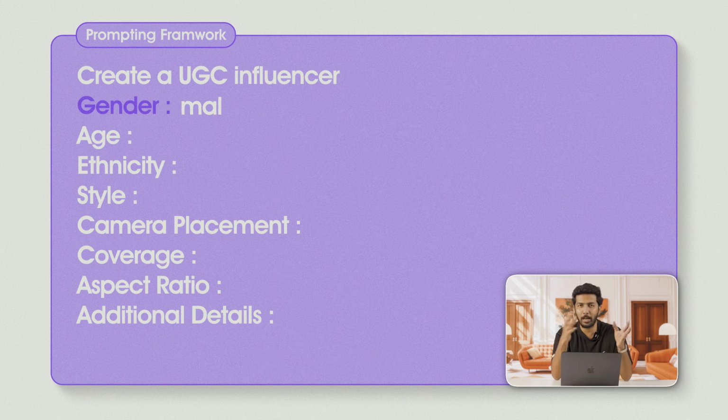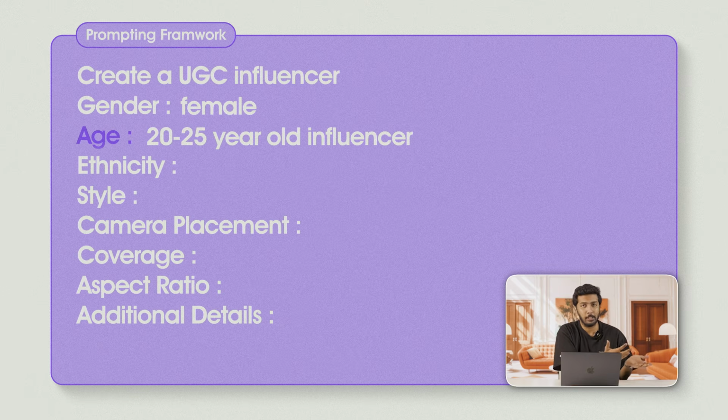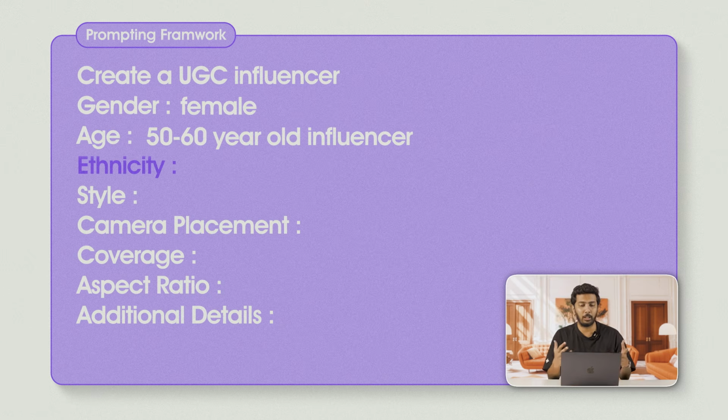Now, let me explain each of these parameters and what they actually mean. Gender is pretty straightforward, male, female, whatever you want to type over there as gender. Age is also straightforward, but depending on what product you're trying to market, you need to mention the age according to that product. Like for example, if I were promoting an energy drink for Gen Zs, I will probably add a 20 to 25-year-old influencer. But if I were promoting a hearing aid device, I would probably choose an influencer who's like maybe 50 or 60 years old.